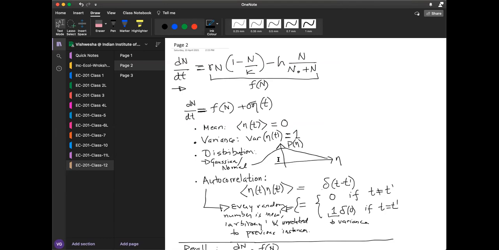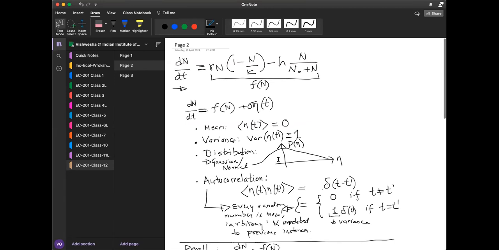But the reason why people then use uncorrelated noise is that I have modeled everything that's important, and whatever remains is basically pure randomness. Entirely unknown randomness, which is why people use uncorrelated noise.